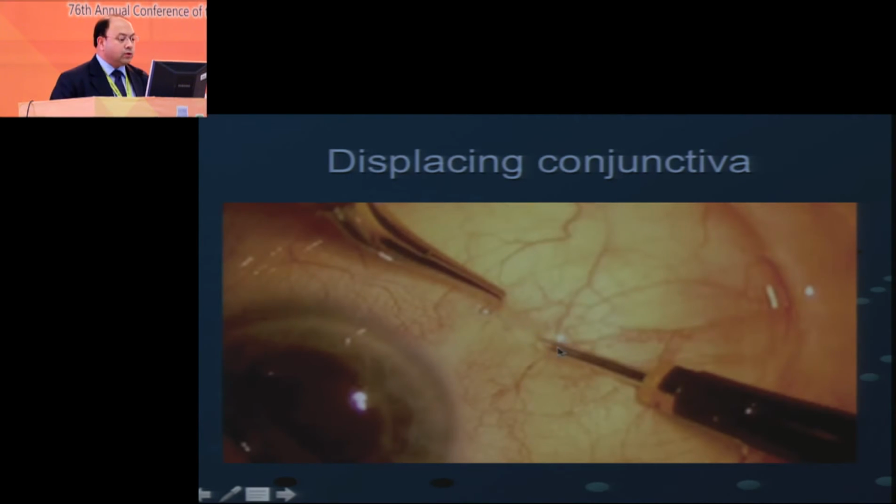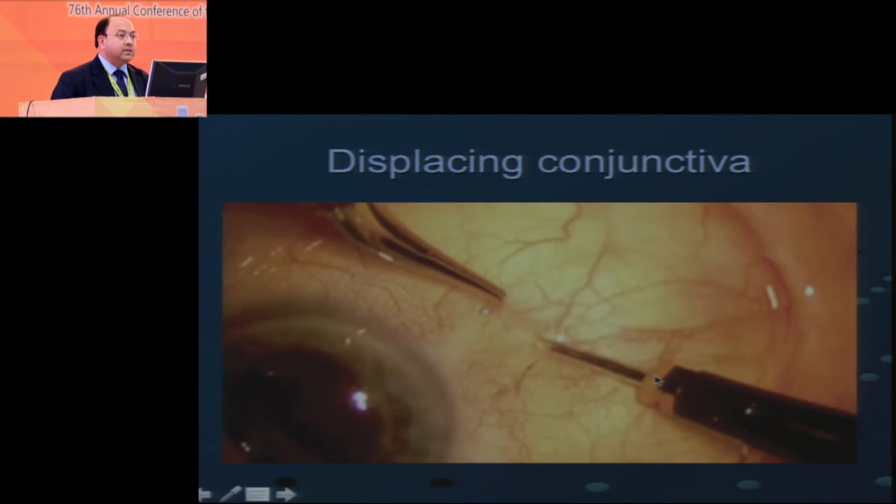Essentially, just before inserting the trocar cannula, we displace the conjunctiva inferiorly so that the eventual openings in the conjunctiva and the sclera are not aligned with each other. At the end of surgery, when we remove the cannula, the displaced conjunctiva will have its opening much above the sclerotomy opening, so that the risk of endophthalmitis is negligible.